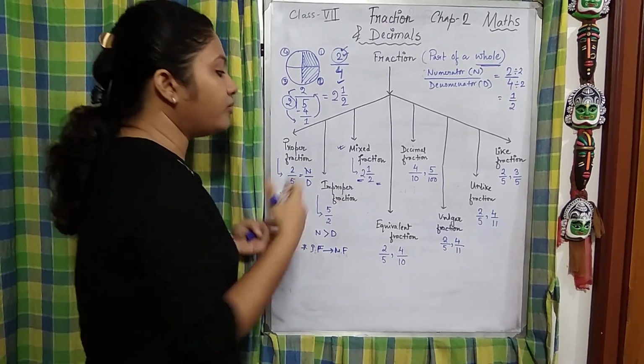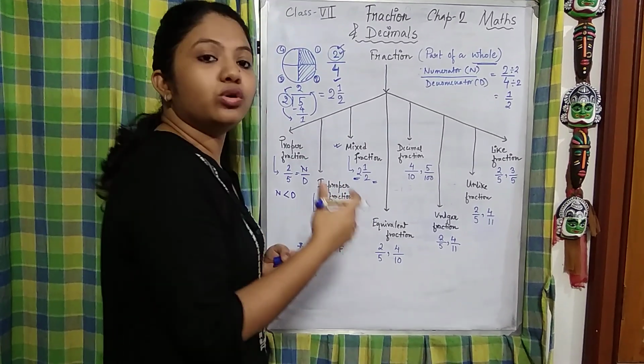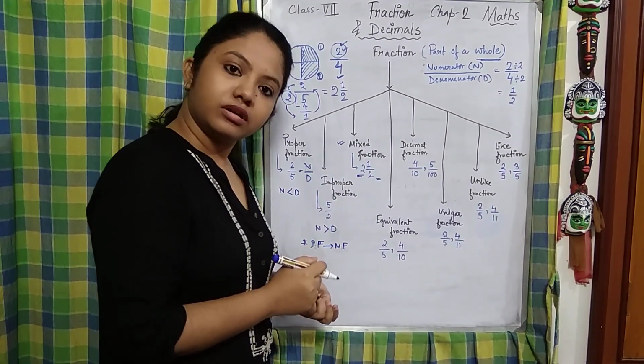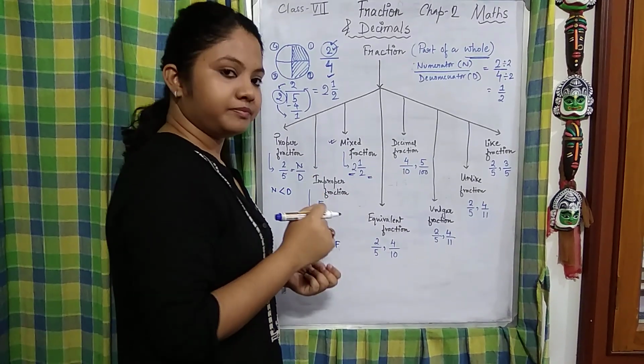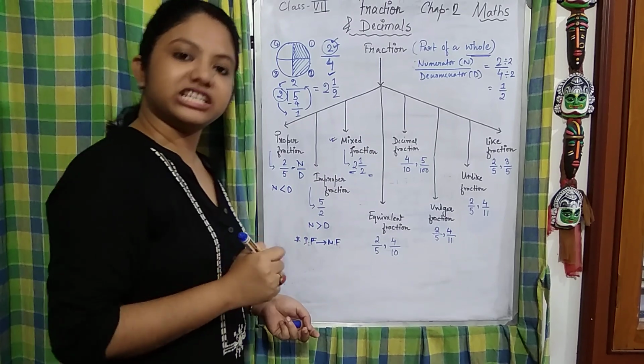So in a mixed fraction, there is a whole number and there is a proper fraction. Okay, so we will call them 2 whole 1 by 2. Got it? Or 2 whole and a half. This is how we denote a mixed fraction.